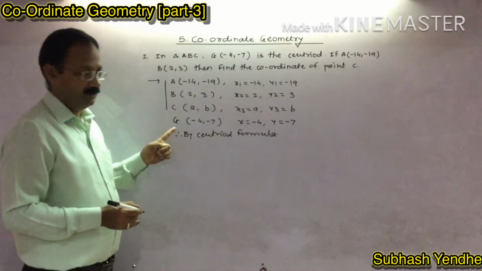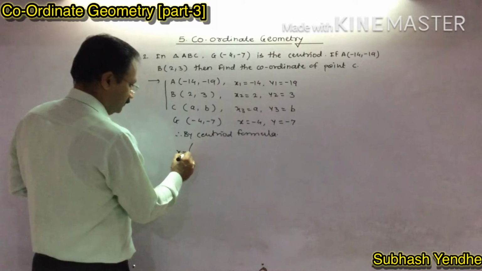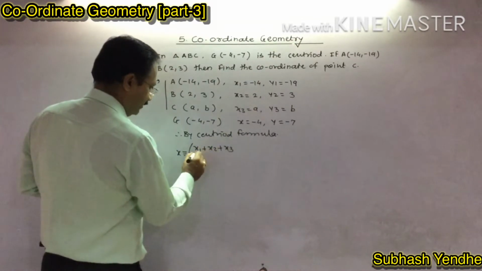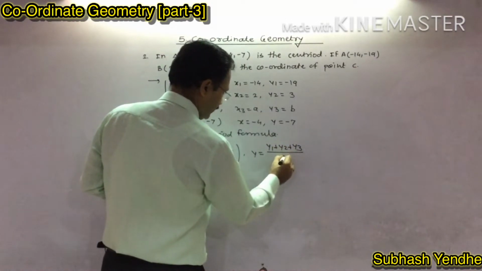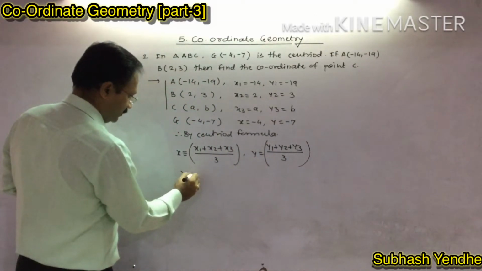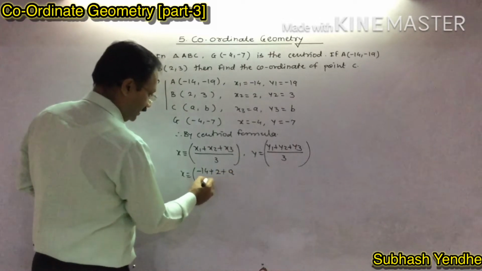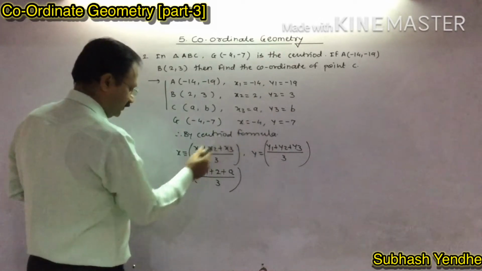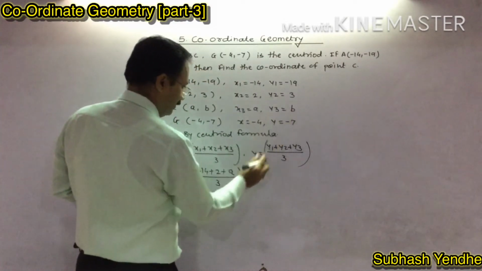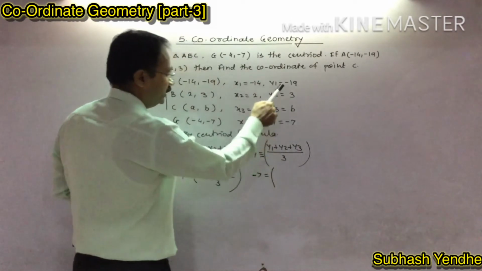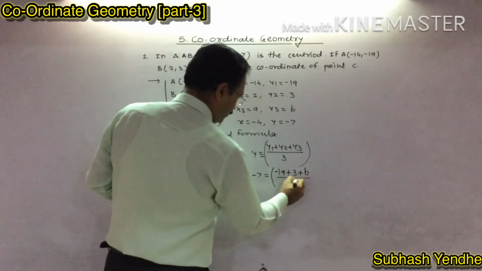you have to split the formula now. Why? Because the coordinates of the centroid are given. So here you have to write: x equals x1 plus x2 plus x3 divided by 3. And here y equals y1 plus y2 plus y3 divided by 3. Okay. Now x coordinates are, x1 is -14, x2 is 2 and x3 is a, divided by 3. Here the value of x is given -4, so here I am going to write -4. The y value is given -7 equals y1 is -19, y2 is 3 and y3 is b, upon 3.